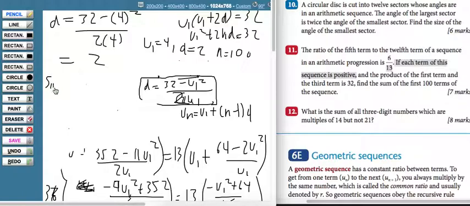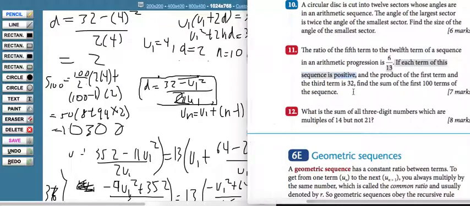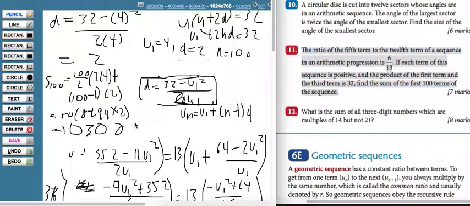Now we just got to plug it in the equation. S of 100 equals n over 2, so 100 over 2 times (2 times the first, plus 100 minus 1 times the d, which is 2). Then we have 8 plus 99 times 2, and this equals, according to my calculator, 99 times 2, okay, so it's 10,300. So the sum of the first 100 terms in this arithmetic progression is going to be 10,300.